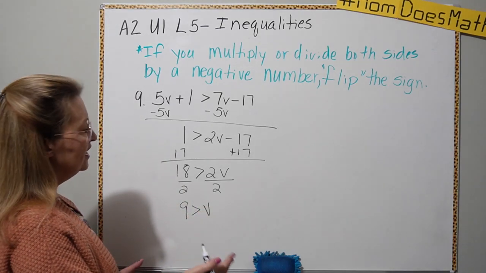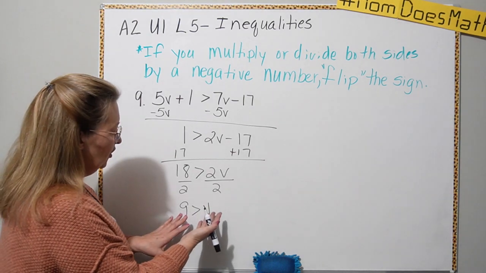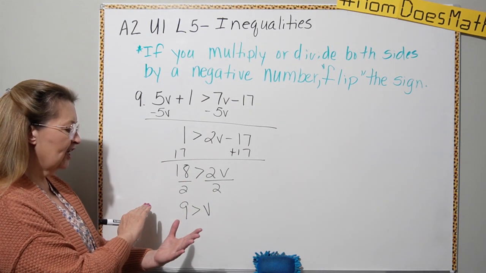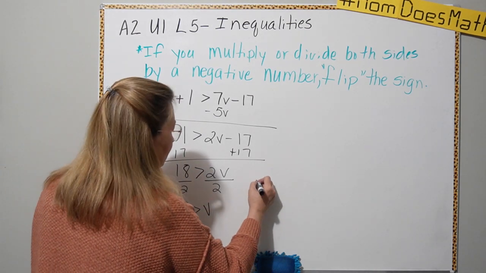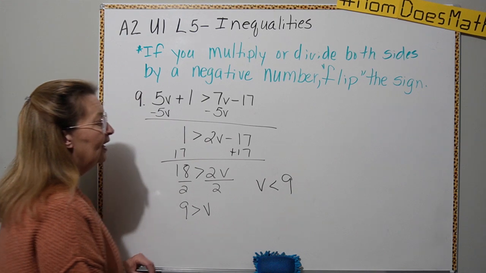Now it helps me to have my variable on the left-hand side, so I am going to reverse this. When you reverse it, you have to reverse everything, including the sign. So this will now be v is less than 9.